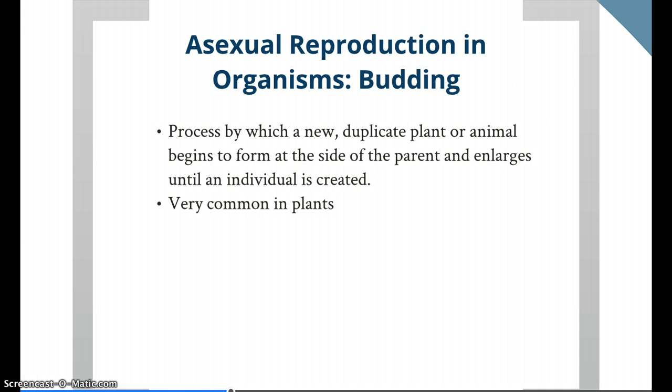First, let's go ahead and look at the common types of asexual reproduction within an entire organism. Then we'll actually go back and look at the little itty bitty cells and see how they reproduce. The first way of asexual reproduction in an entire organism is called budding. Budding is when a new duplicate plant or animal begins to form at the side of the parent and enlarges until the individual is created.